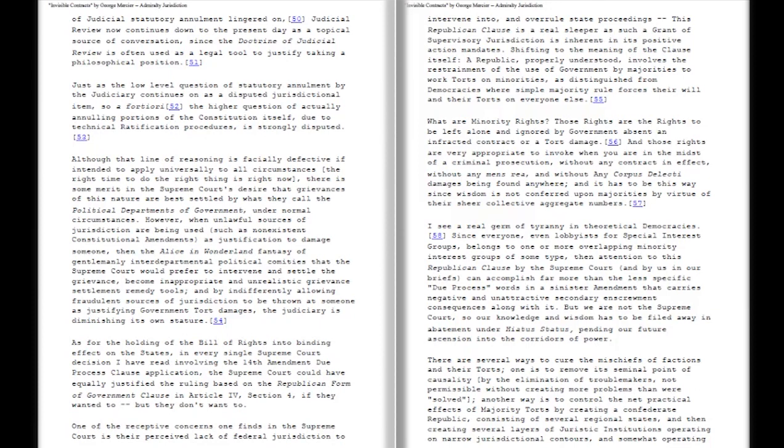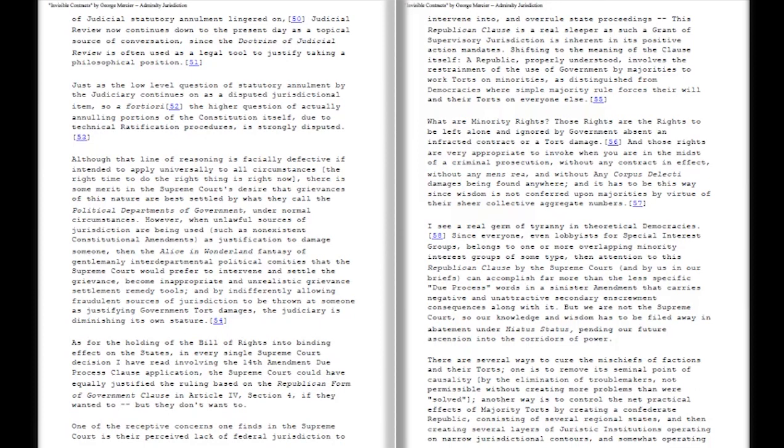51. Just as the low-level question of statutory annulment by the judiciary continues on as a disputed jurisdictional item, so a fortiori 52 the higher question of actually annulling portions of the Constitution itself, due to technical ratification procedures, is strongly disputed. 53. Although that line of reasoning is facially defective if intended to apply universally to all circumstances, the right time to do the right thing is right now, there is some merit in the Supreme Court's desire that grievances of this nature are best settled by what they call the political departments of government, under normal circumstances.